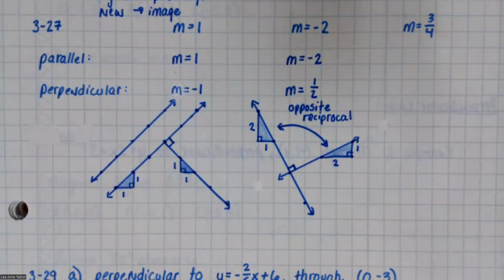Let's talk about those two words. Very important. Opposite reciprocal. Opposite means that you change the sign. So if it's negative, it becomes positive. If it's positive, it becomes negative. And then reciprocal means the fraction flips over. So change the sign, flip the fraction.